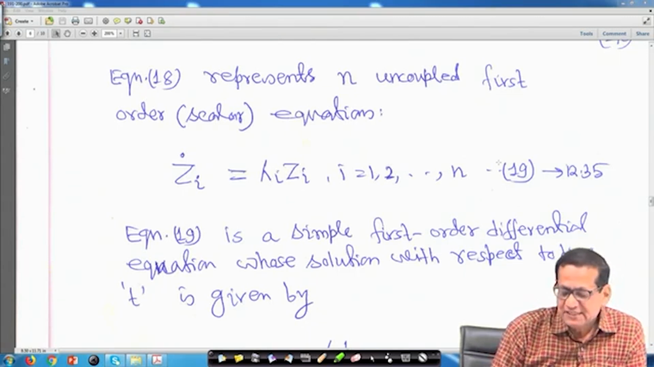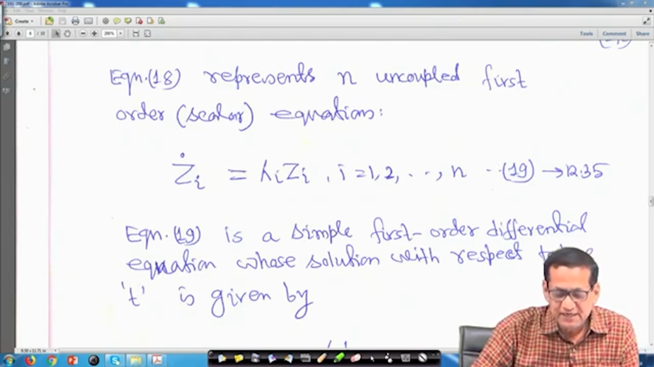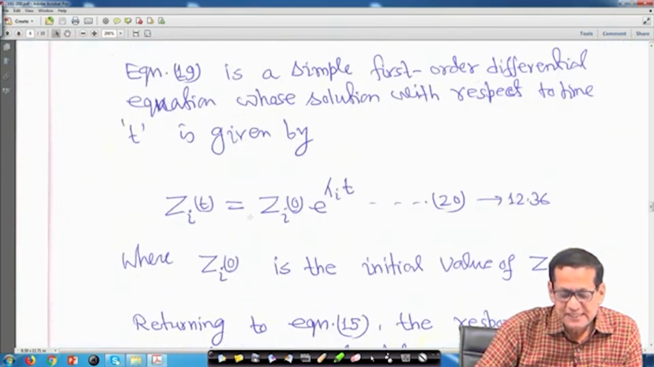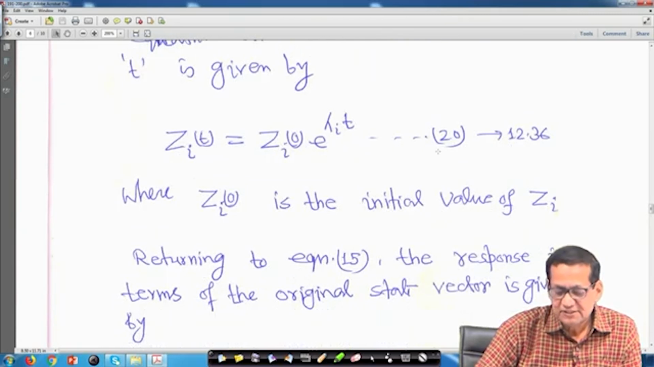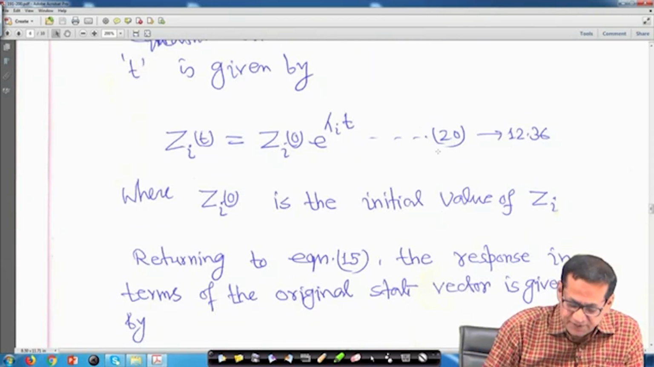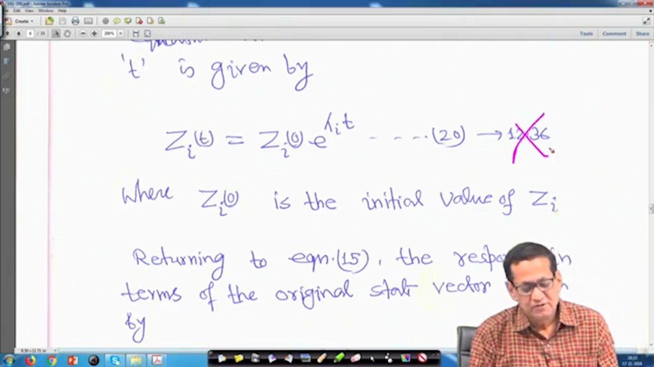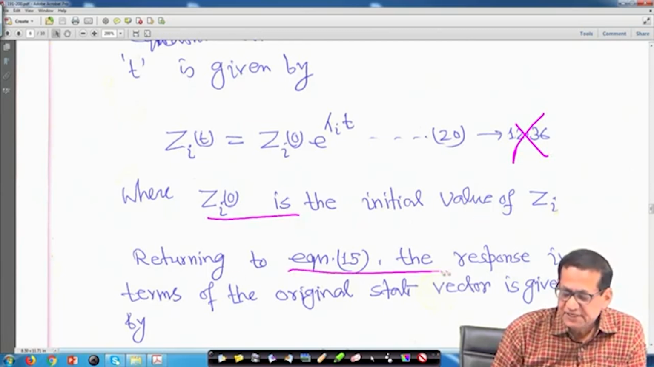Now, equation 19 is a simple first order differential equation whose solution with respect to time t is given by z i t is equal to z i 0 e to the power lambda i t. This is equation 20, and this is for my own reference, where z i 0 is the initial value of z i.